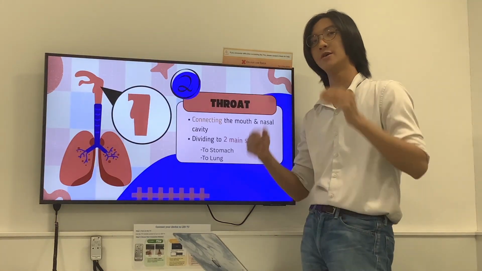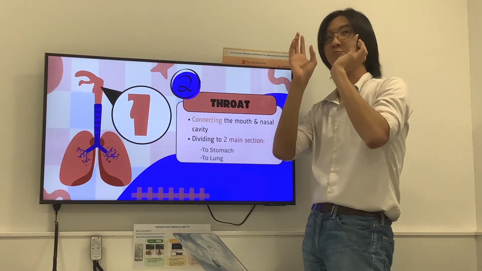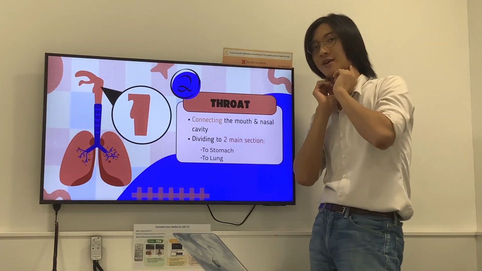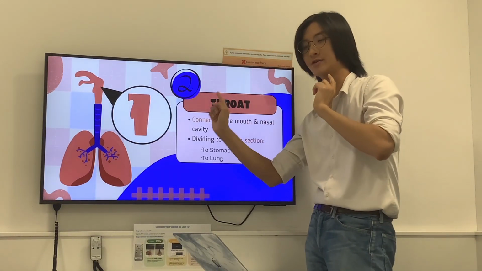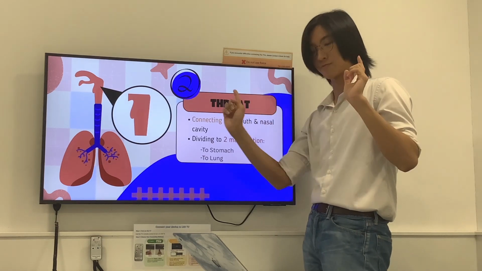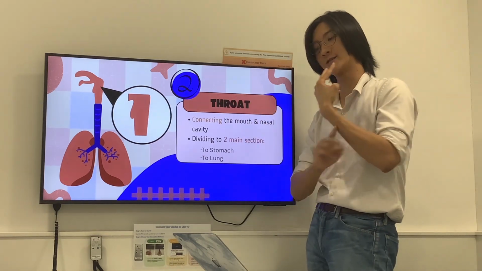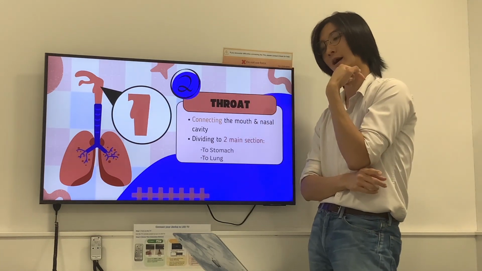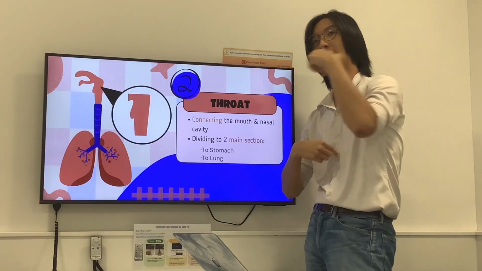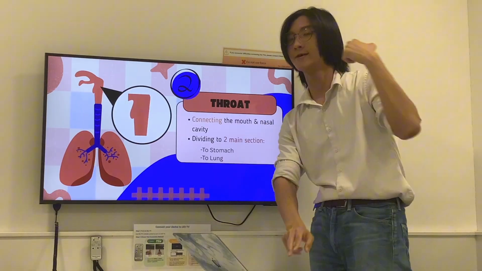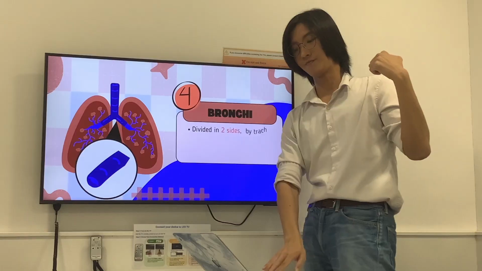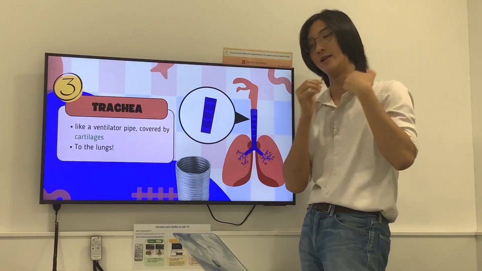The place which connects the nasal cavity and the mouth is the throat, which divides into two main parts: the part which goes into the stomach and the part which goes into the lungs. So we're going to follow the path that goes into the lung.